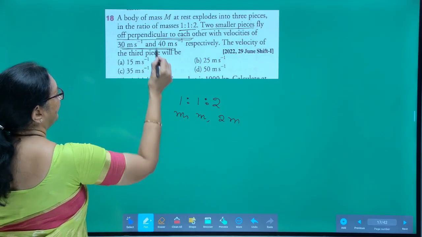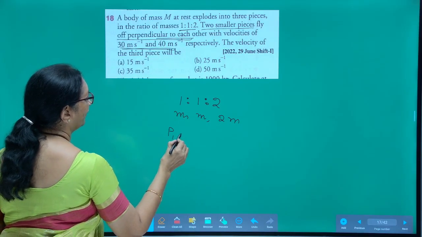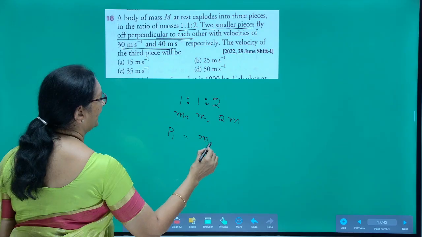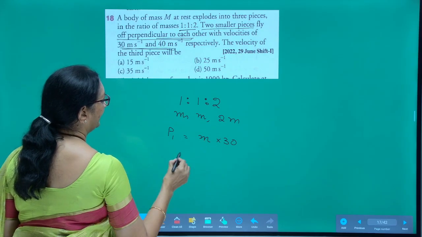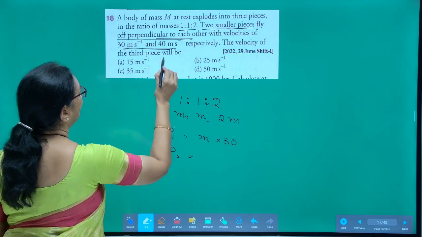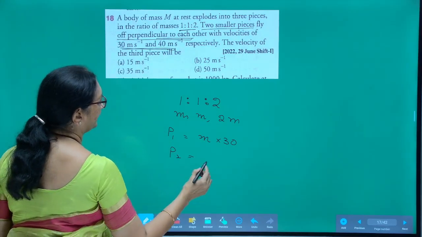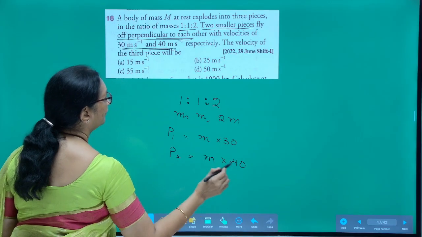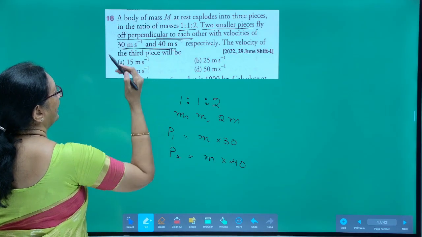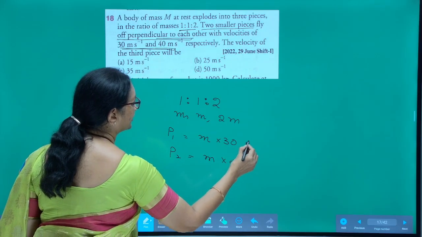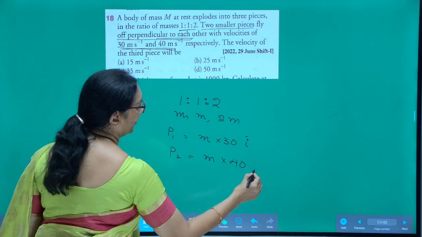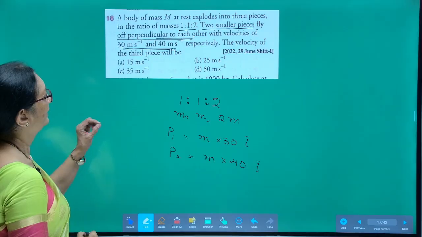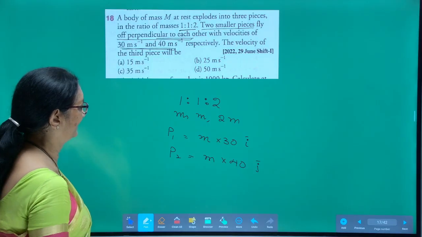Now the first piece flies off with momentum m into 30, and the second piece flies off with velocity 40, so momentum of the second piece is m into 40. They fly off at right angles to each other. If this is along the x-axis, this is going to be along the y-axis. Now what is the velocity of the third piece?